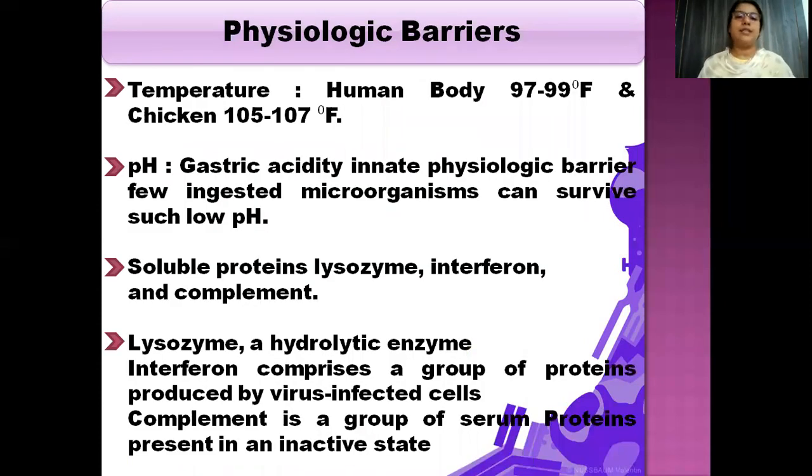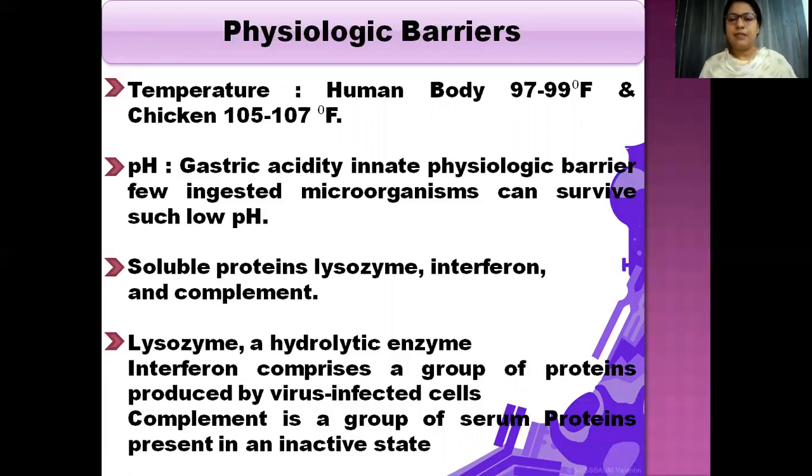Now, moving to the physiological barrier. The physiological barrier comprises temperature, pH, and some soluble proteins. Temperature, first we will discuss temperature. The temperature of a normal human body ranges from 97 to 99 Fahrenheit. Similarly, for example, in chickens, this temperature is 105 to 107 Fahrenheit. Now, have you ever heard about anthrax?